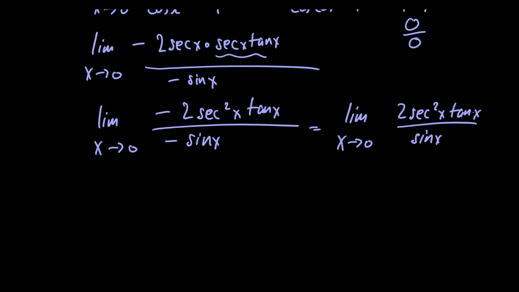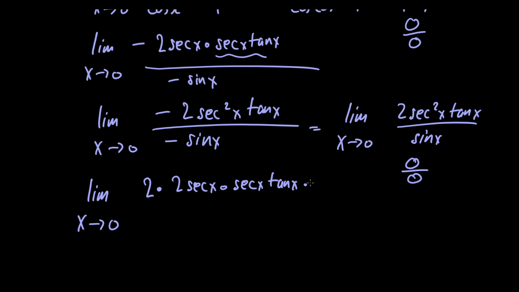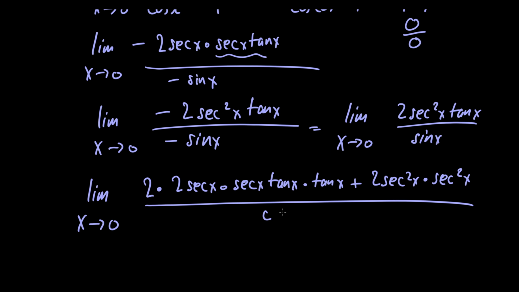Now, we have a tangent of x in the numerator and a sine of x in the denominator, and if we evaluate both of these at 0, we get 0. So the limit is of the form 0 over 0 again, and we're going to have to apply L'Hopital's rule for a third time in order to solve this limit. Doing so, we have the limit as x approaches 0, 2 multiplied by the derivative of secant squared of x, which is just 2 times secant of x multiplied by secant of x times tangent of x. And remember, we need to multiply this by tangent of x, plus 2 secant squared of x multiplied by the derivative of tangent of x, which is just secant squared of x, all divided by the derivative of sine of x, which is just cosine of x.